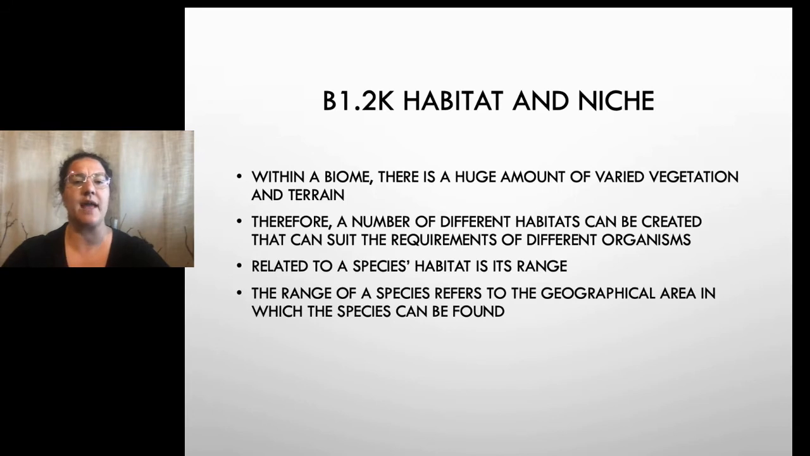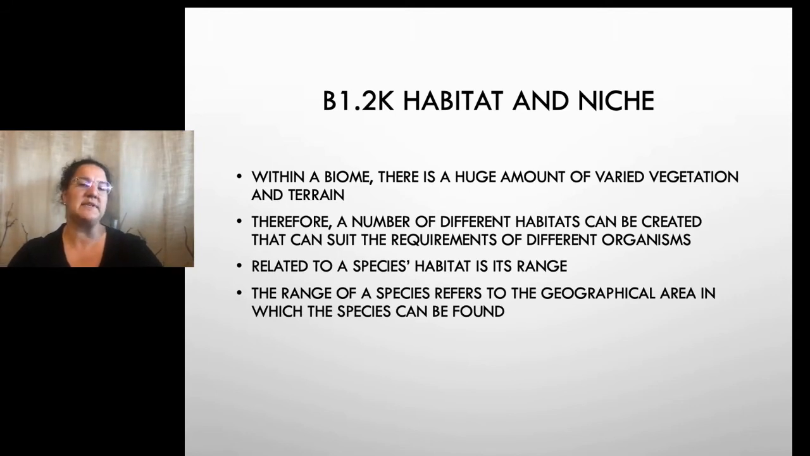So there's a number of different habitats that can be created to suit the requirements of different organisms. So even if we look at the prairies, we have those little clumps of brush that are going to be habitat for certain species. We're going to have sloughs that are going to be habitat for ducks and frogs. We're going to have hills that are dry that are habitat for gophers. So even within the prairie biome, there's lots of different places and habitats for organisms to live.